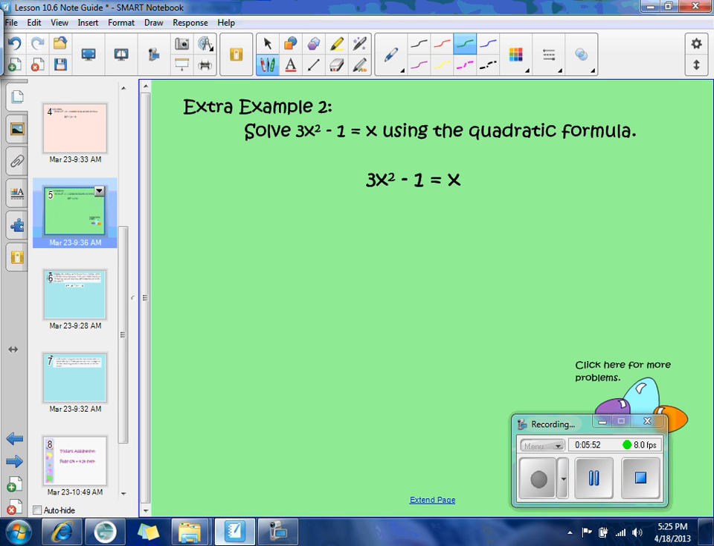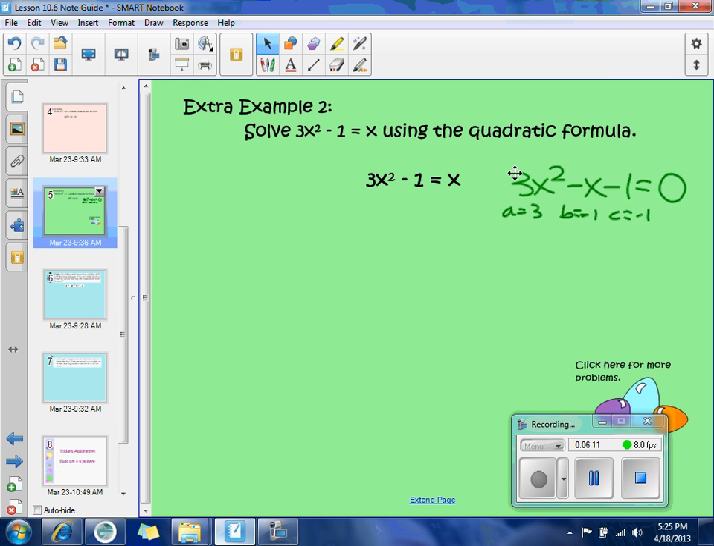Well, first let's get it in the standard form. 3x squared, I'm going to put the minus x here in the middle because that's my b, and then minus 1 equals 0. So a is 3, b is negative 1, and c is negative 1. Again, those are things that you can recognize just by looking at it, but there you go.